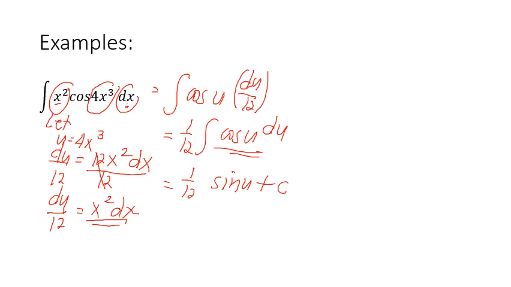But this is not yet the final answer because our given is in terms of x. So we need to go back to the original variable. So I have 1 over 12 sine, where my u is equal to 4x cubed. So I have sine of 4x cubed plus C. So this is now the final answer.